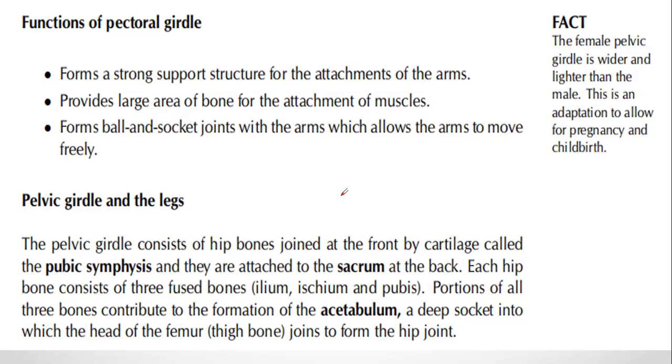The concept of it provides large area of bone for the attachment of muscles, forms ball and socket joints with the arms, which allows the arms to move freely. Okay, so we've seen that. And of course, we discussed this on the previous one where we saw the diagram of the pelvis. And then here we talk about forms ball and socket joints.